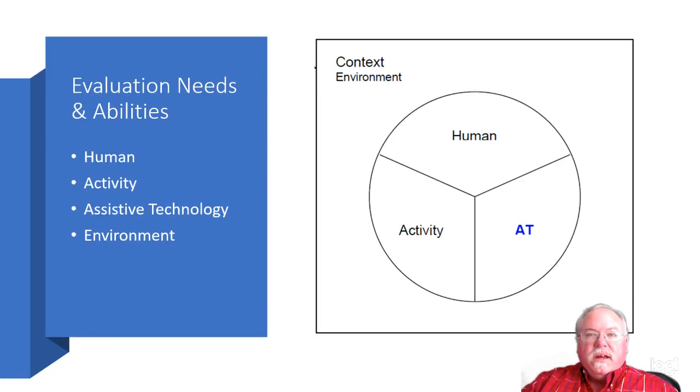So when we evaluate somebody, there are specific items that we look at. And in the AT world, it's called the HAT model, where we look at the human, the activity, the assistive technology that they're using, and the environment in which that person needs to be able to operate or perform various tasks.